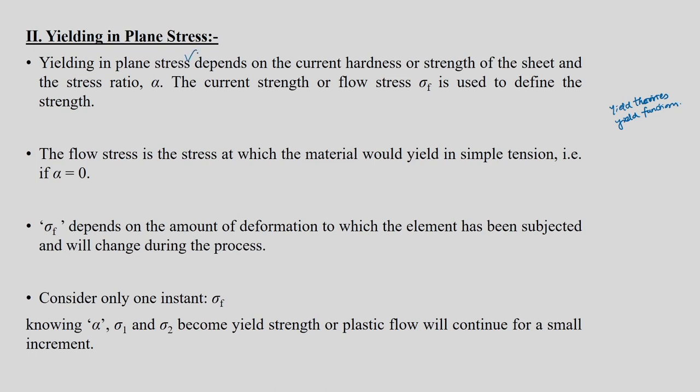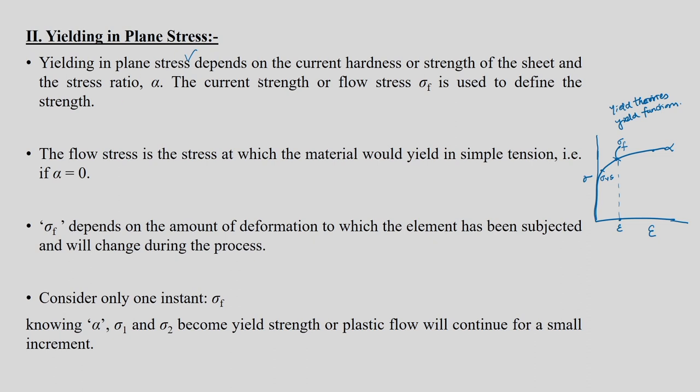Yielding in plane stress actually depends on the current hardness or strength of the sheet, and the stress ratio. So in this context again, a stress strain graph would be useful. Suppose this is the stress strain graph you are having, and this is your sigma ys, and any value here we can call sigma f. At one particular strain you are having this sigma f, and you are getting this stress strain behavior because of one particular alpha. If alpha is 0, then it is uniaxial. If it is some other value, then you may have some other mode of deformation. Let us go ahead.